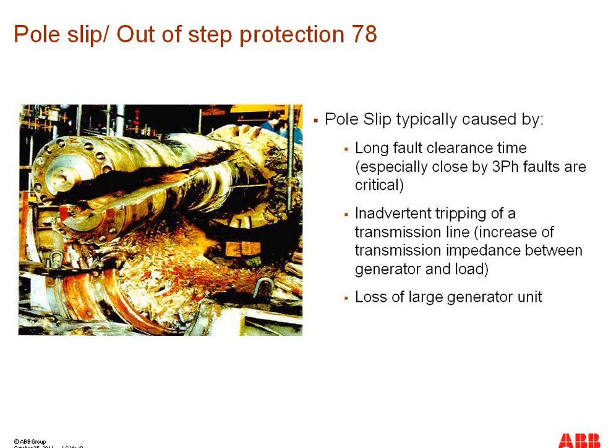The pole slip conditions normally occur when there is a sudden rejection of the load, or any inadvertent tripping of the transmission line, and then suddenly some extraordinary load comes on the generator. So either a rejection of load or a sudden increase in the load will cause the pole slipping.